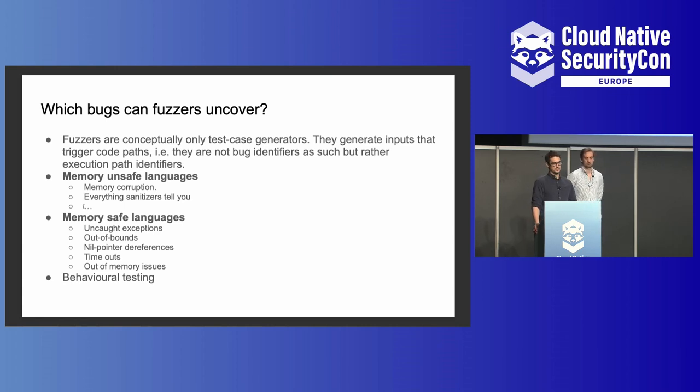In memory-safe languages, which is what most of the CNCF projects are written in, in particular Go, you essentially don't have sanitizers. So the things that you find at the moment are stuff such as uncaught exceptions, out of bounds, nil pointer dereferences, timeouts, in some sense deadlocks, and out of memory issues. And these are the things you can expect when you fuzz a Golang project.